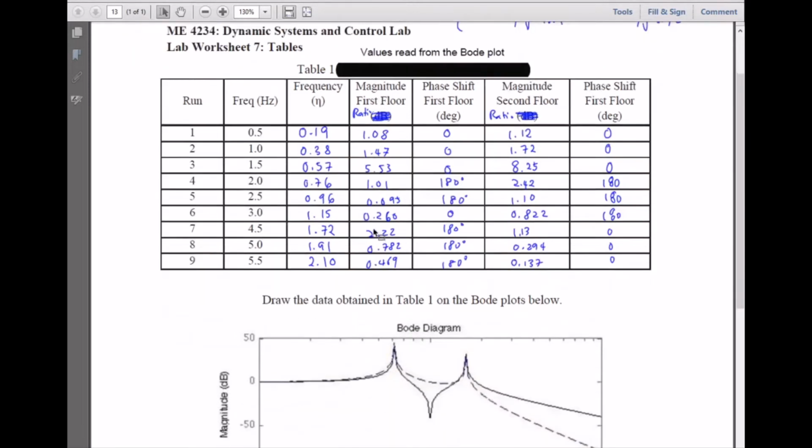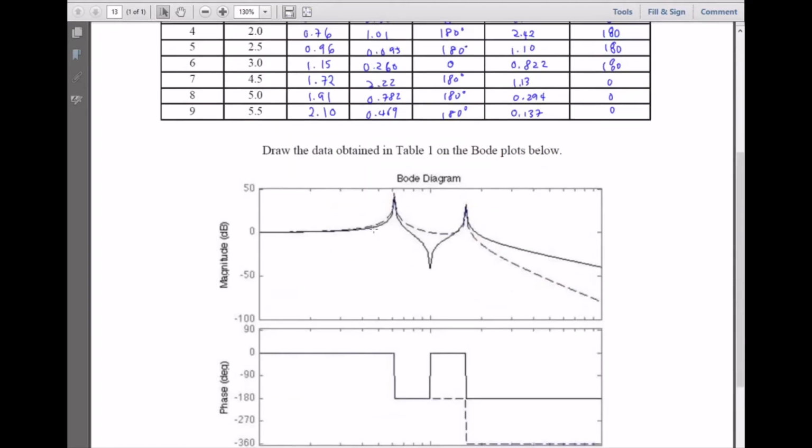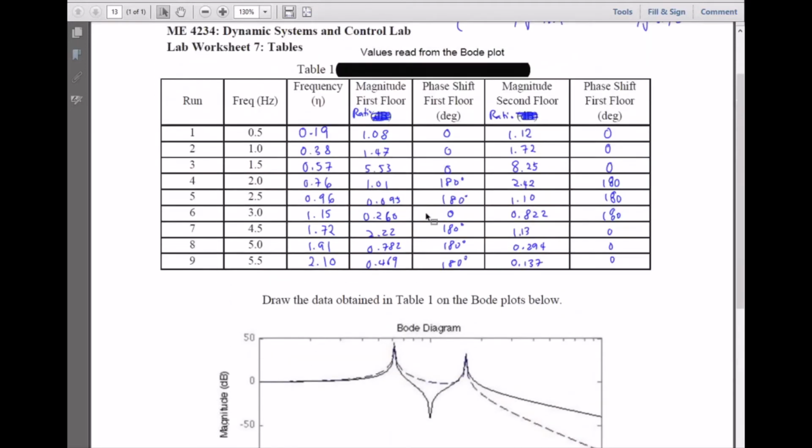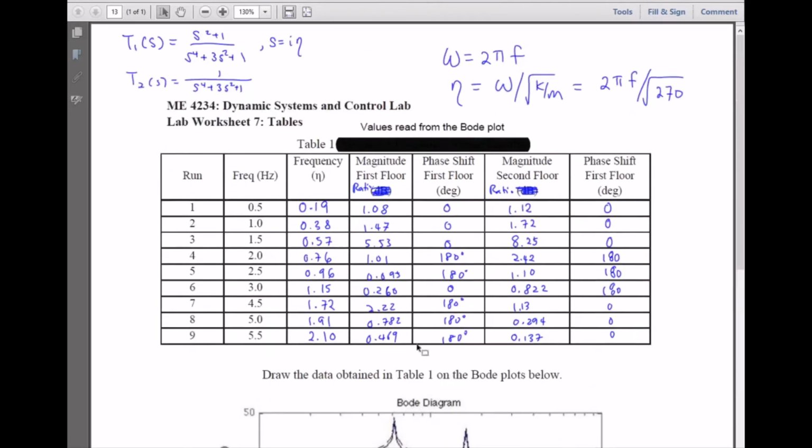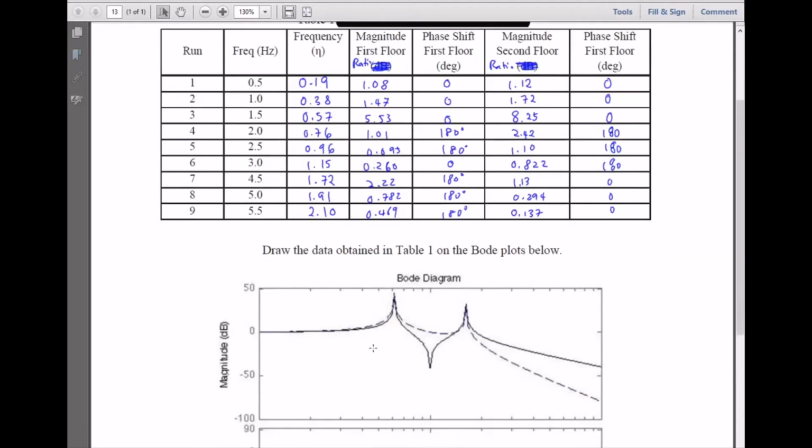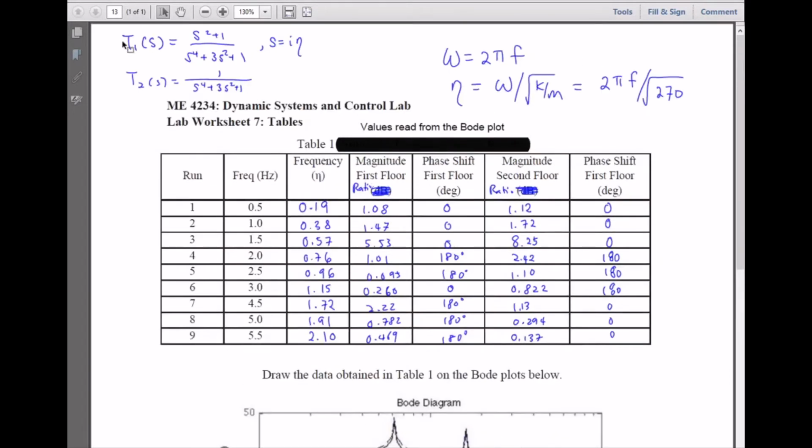Because we do know that the natural frequency is at 0.618, and the second natural frequency in terms of eta is at 1.618. Okay, so it's just easier to look at the Bode plot and then compare. Now all these numbers are calculated numbers based on this Bode plot. Why? Because I already have an expression for transfer function 1 and transfer function 2. I don't have to look at the Bode plot.